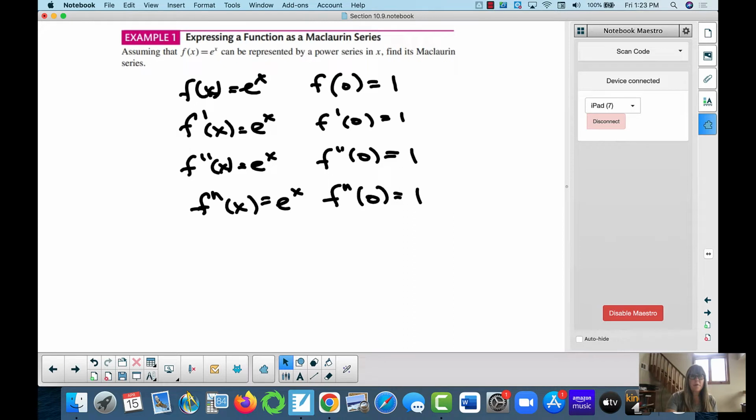So that means that if we are using the definition of the Maclaurin series, we get f to the k order of 0 over k factorial x to the k.